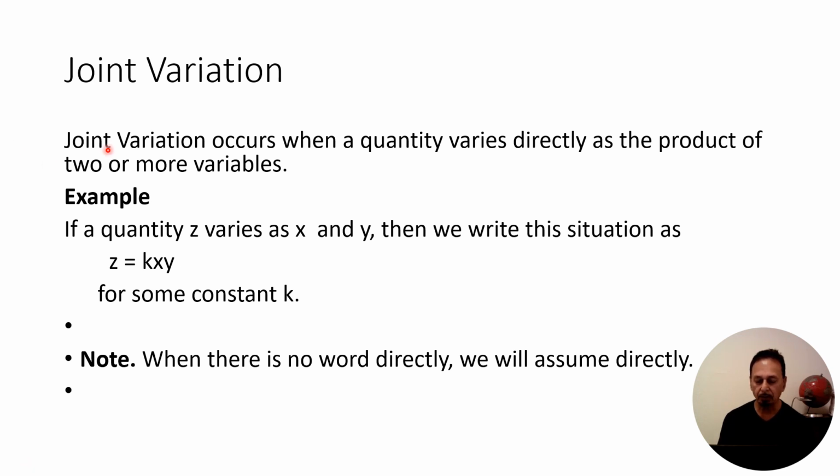Joint variation. Joint variation occurs when a quantity varies directly as the product of two or more variables. So here is an example. If a quantity z varies as x and y, then we write this as z equals k times x times y for some constant k. Remember, when there is no word directly in the statement, we will always assume directly.